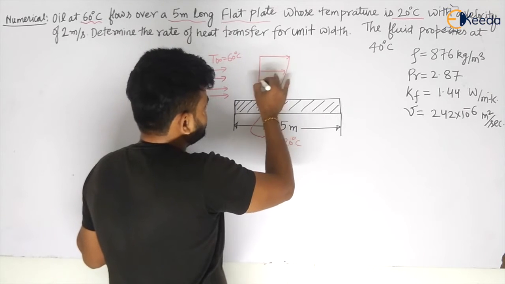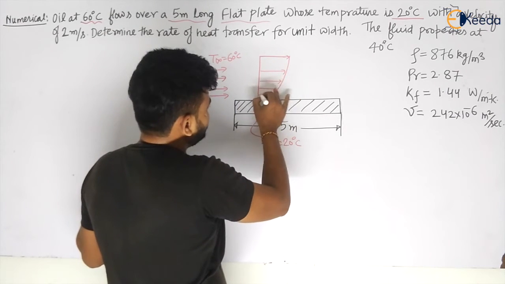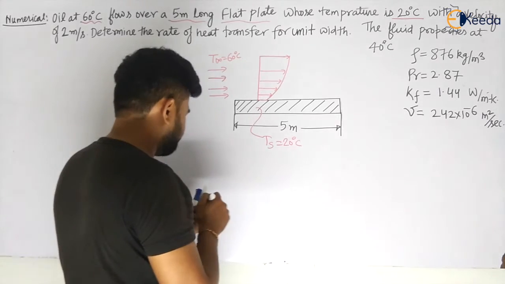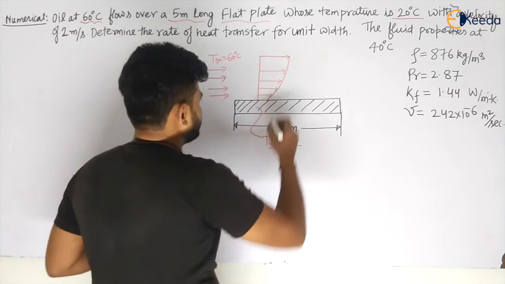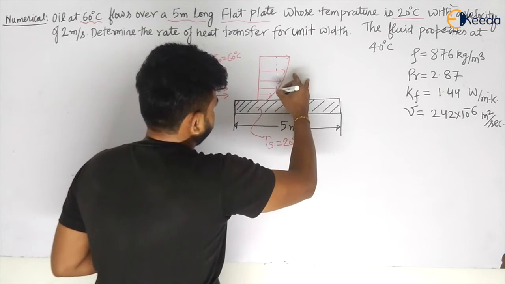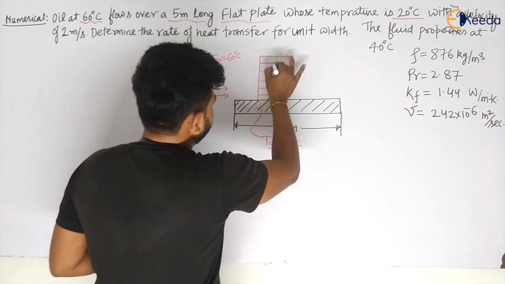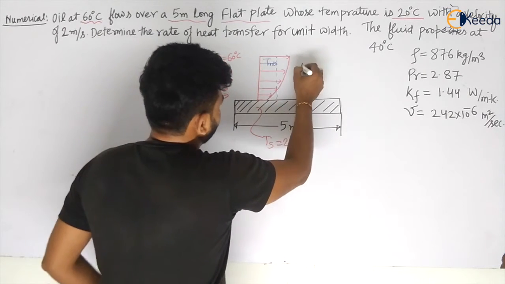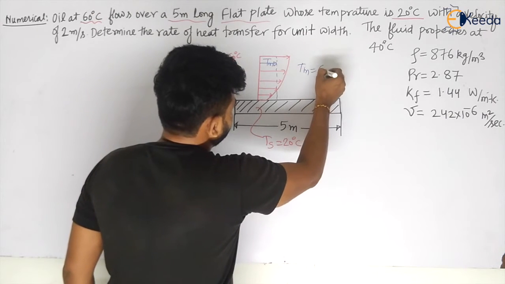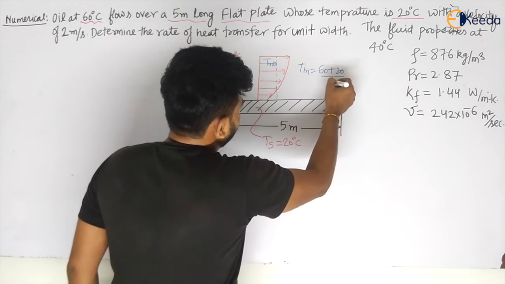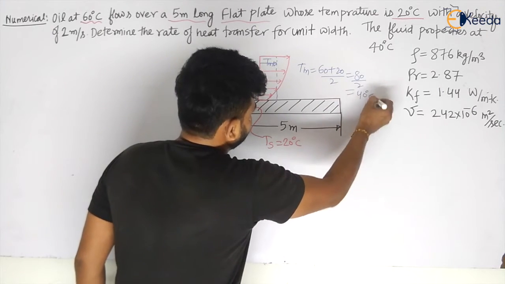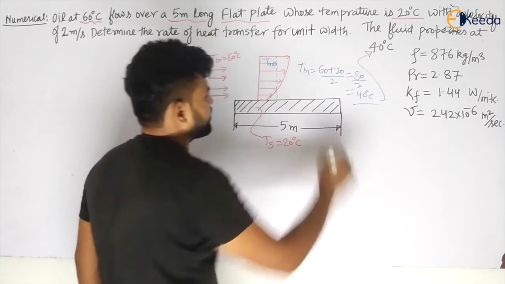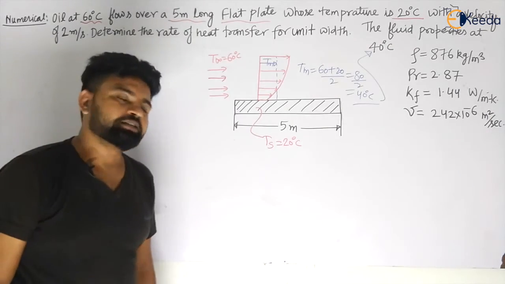So for this, what will you do? You will calculate a mean temperature, which is already given. You will calculate a Tm, my dear students. So what will be Tm for this case? This will be 60 plus 20 divided by 2. This will be 80 by 2, and that is nothing but 40 degrees Celsius. So that's why they have given all the properties at 40 degrees Celsius.